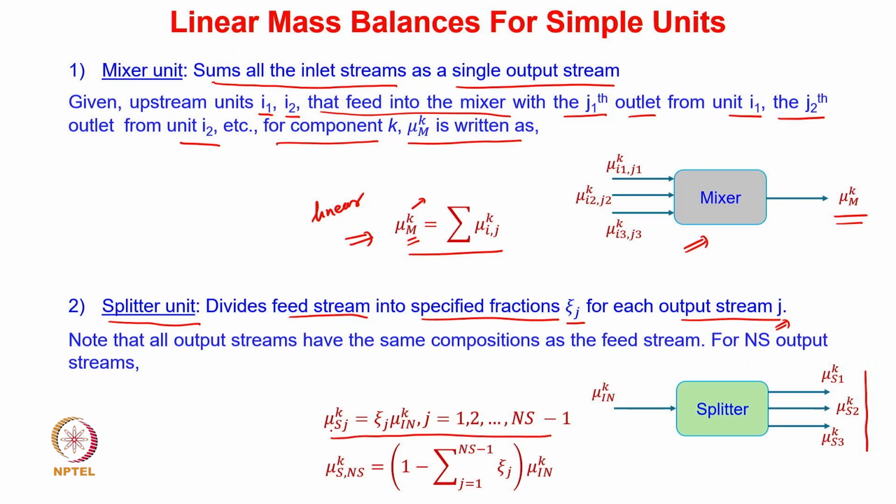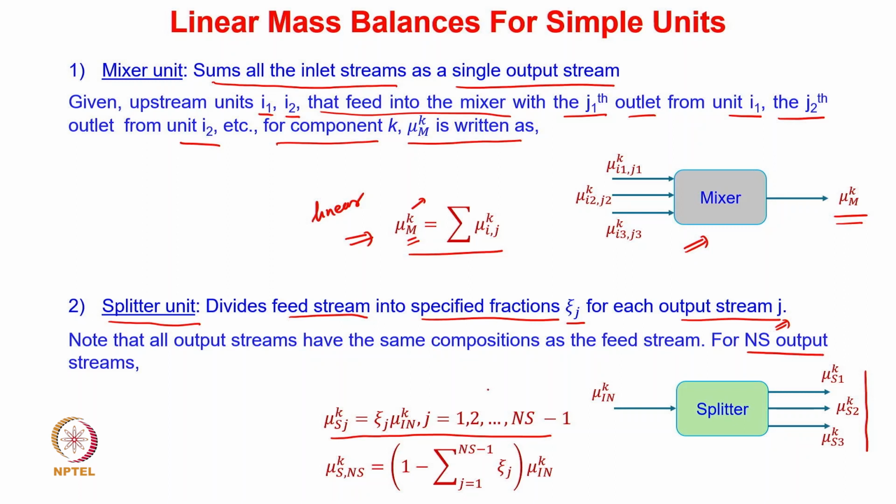So mu Sj k is nothing but the molar flow rate of the jth stream for the component K coming out from the splitter, and that should be equal to zeta j, where zeta j is nothing but the split fraction, multiplied by mu In k. Here mu In k is the molar flow rate of the input for the kth component, multiplied by the corresponding split fraction, and that gives you the molar flow rate of the outlet stream j. Here you can see that there are a total of ns output streams.